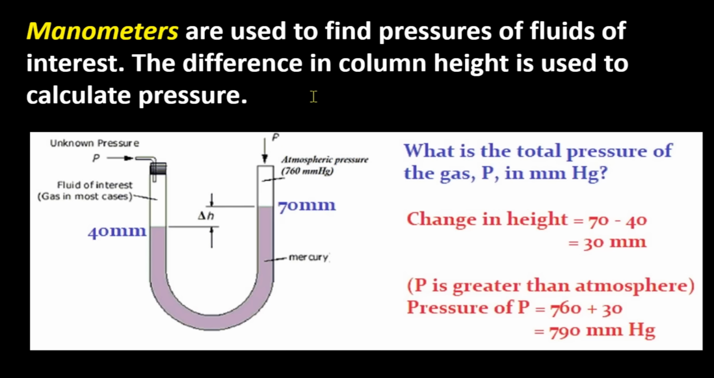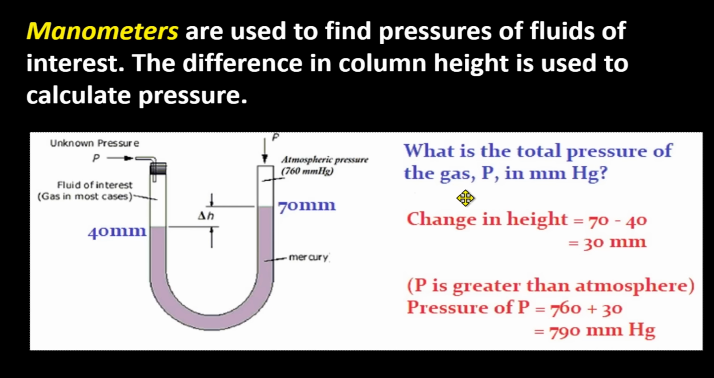The difference in column height is used to calculate the pressure. In this particular example here, we use mercury to determine the pressure, so the unit is millimeters mercury. So the column now, you'll see 40 millimeters and 70 millimeters for the atmosphere. We can see that the unknown pressure is pushing more than the atmosphere because this column here is lower down. What is the total pressure of the gas P in millimeters mercury?